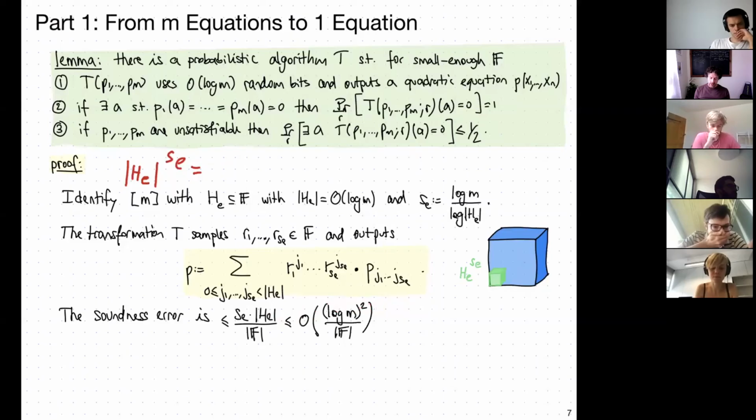And now if we set our parameters, we chose s to be roughly log and h to be roughly log. So both of them would give us something which is roughly log m squared over F.